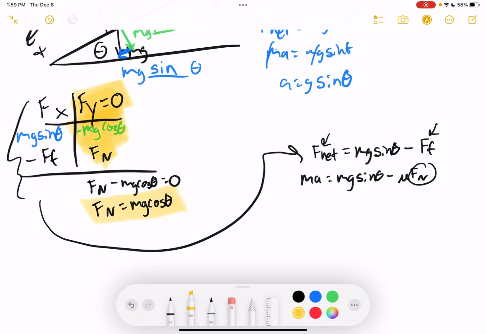Okay, we actually solve for Fn right here. So we're going to plug that in. It's going to be pretty convoluted, and we'll have a lot of variables, but that's okay.